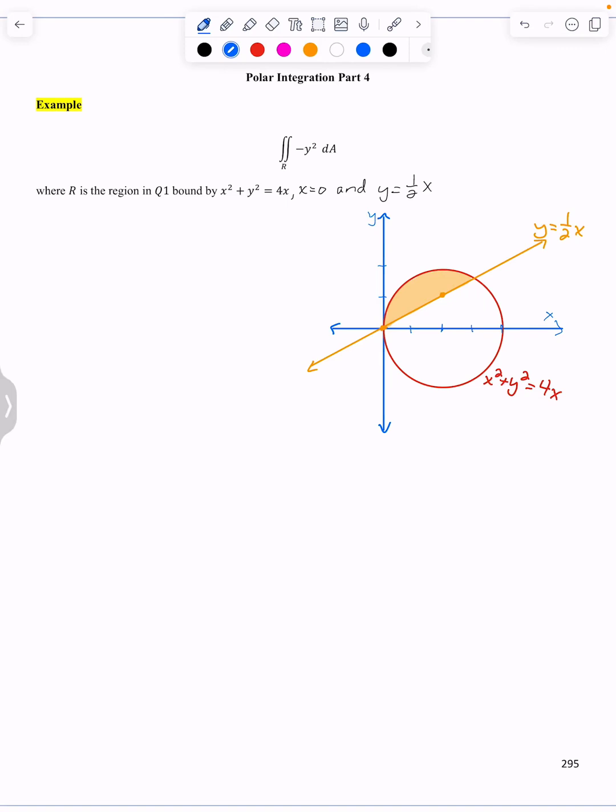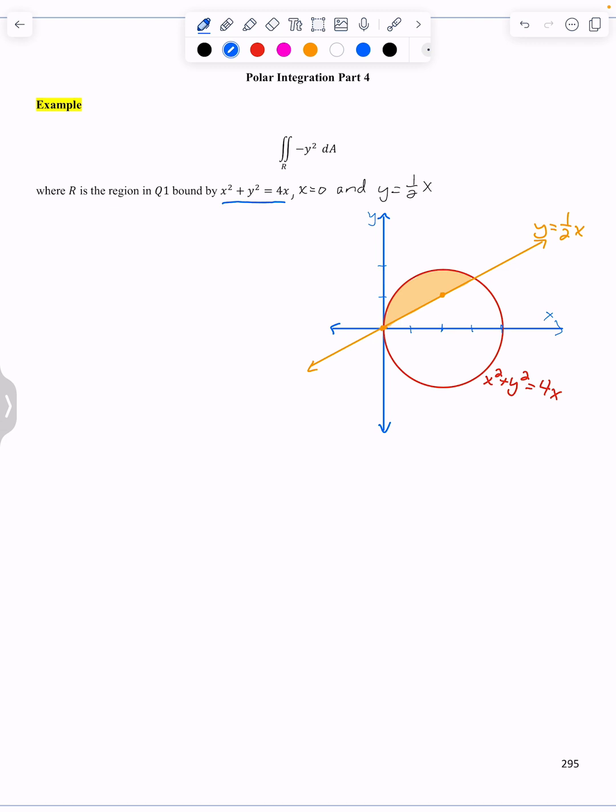In this video we're going to work on another polar integration problem. So we have the double integral over R of negative y squared dA. R is the region in Q1, that's quadrant 1, bounded by this. By past problems, we know that is a circle.